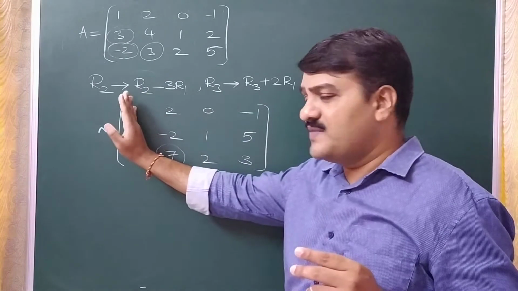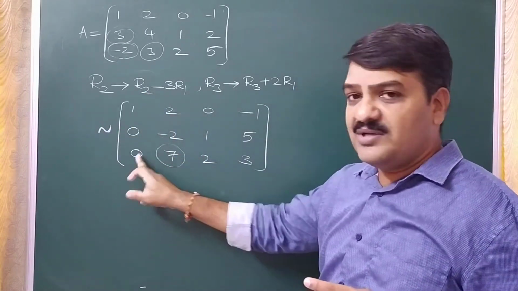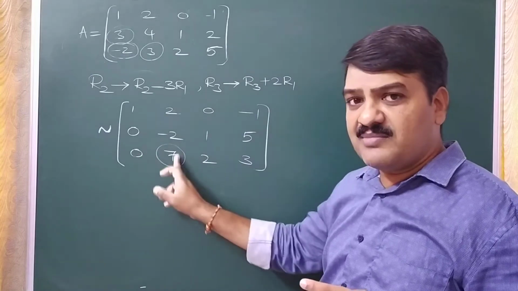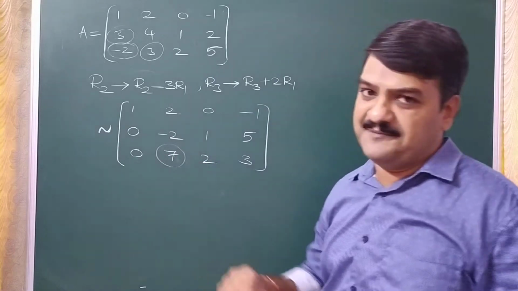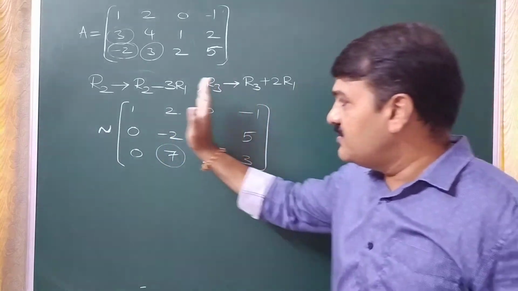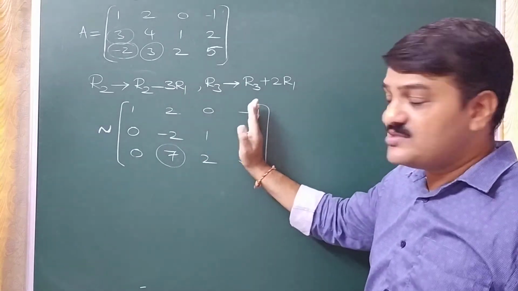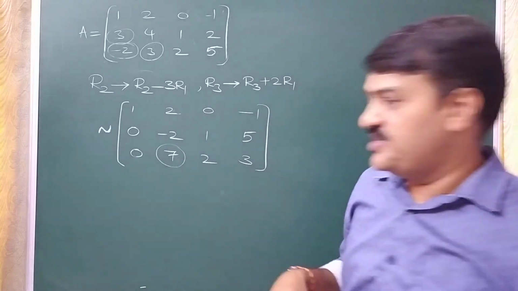You cannot use first column because if you use first column, how will you get 0 here? Whatever you do, 7 plus or minus anything, that is 0 only. You can't get 0 here using first column clearly. So you have to use third column or fourth column when you are using column transformations, or you should use second row only if you are using row transformations.